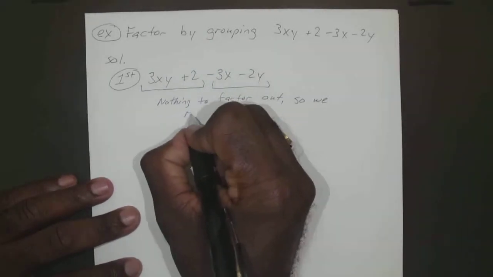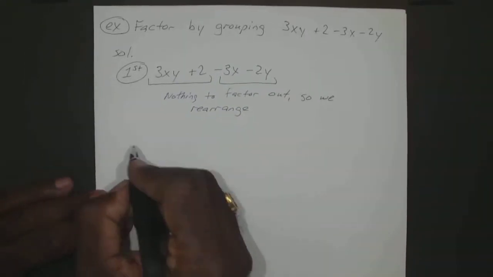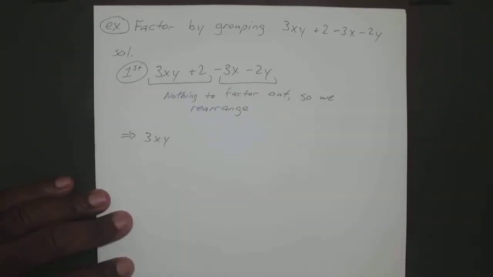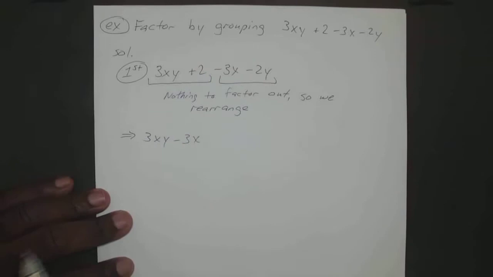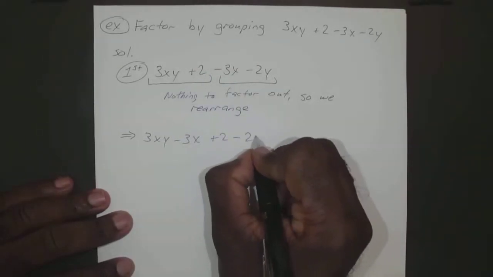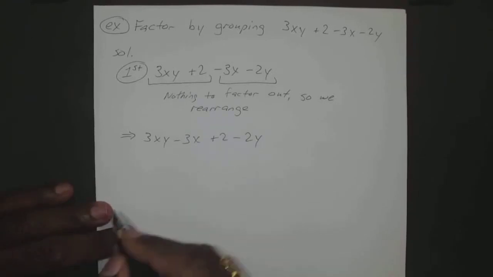So we rearrange. Okay. So you have 3xy, just make that minus 3x, plus 2 minus 2y, or you can put minus 2y plus 2. Wouldn't hurt either way. Actually, I think I will do it that way.